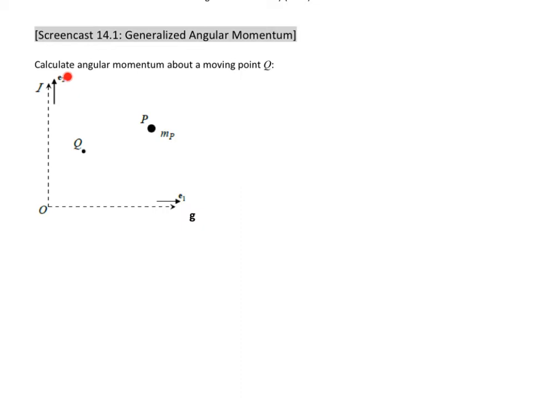So, to calculate the angular momentum about a moving point Q, let's first write the expression for the angular momentum. It's the angular momentum of P with respect to Q as observed in an inertial reference frame. And this expression fortunately doesn't change. So this is R of P with respect to Q crossed with the mass of point P multiplied times the velocity of P with respect to Q as observed in an inertial reference frame.